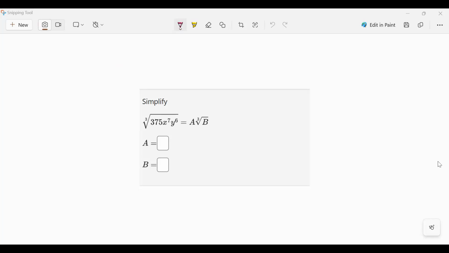All right, let's go over this. First of all, we're going to break down the 375, and the maximum perfect cube that goes into 375 is going to be 125. Great. And then x to the 7, you're going to break down as x to the 6, x to the first, and y to the 6.